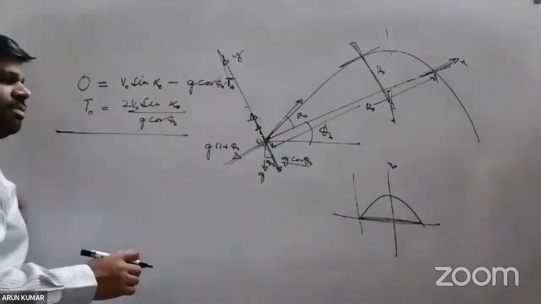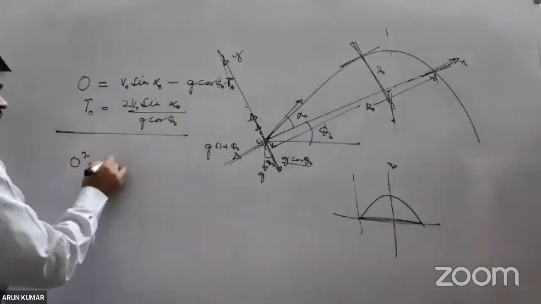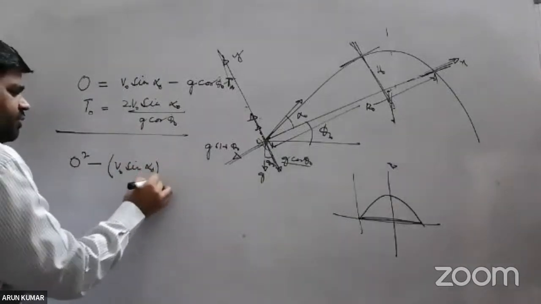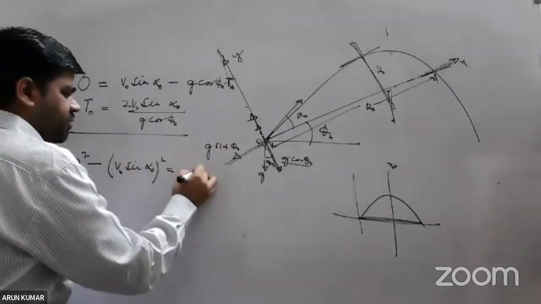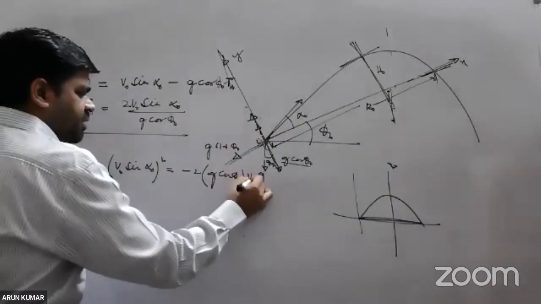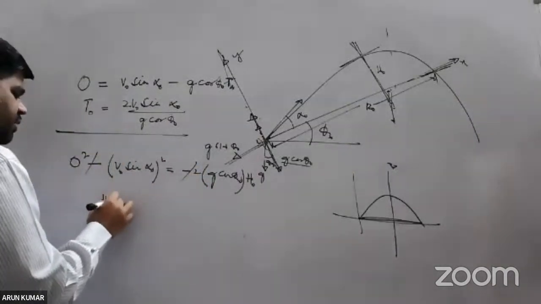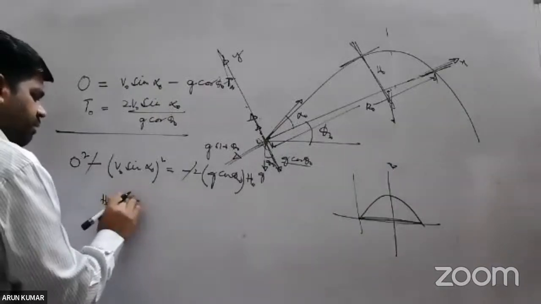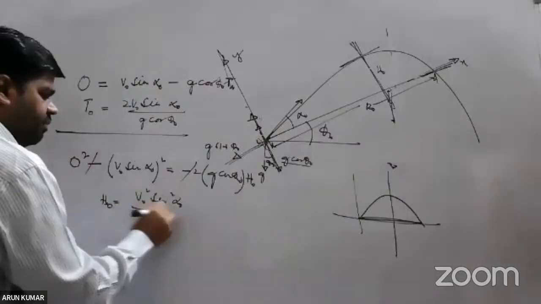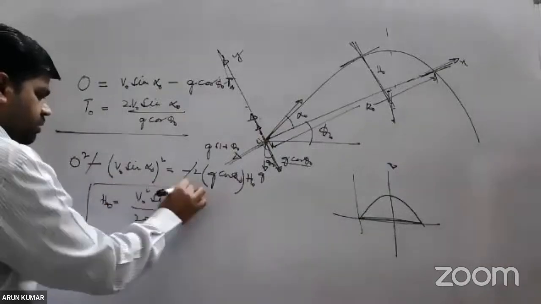Or I can use v square minus u square is 2as. Final velocity is 0 square minus initial velocity, which is V naught sine alpha naught, square, is equal to minus 2 g cos theta naught into h naught. Negative gets cancelled out. So I'll have h naught is equal to V naught square sine square alpha naught by 2g cos theta naught.